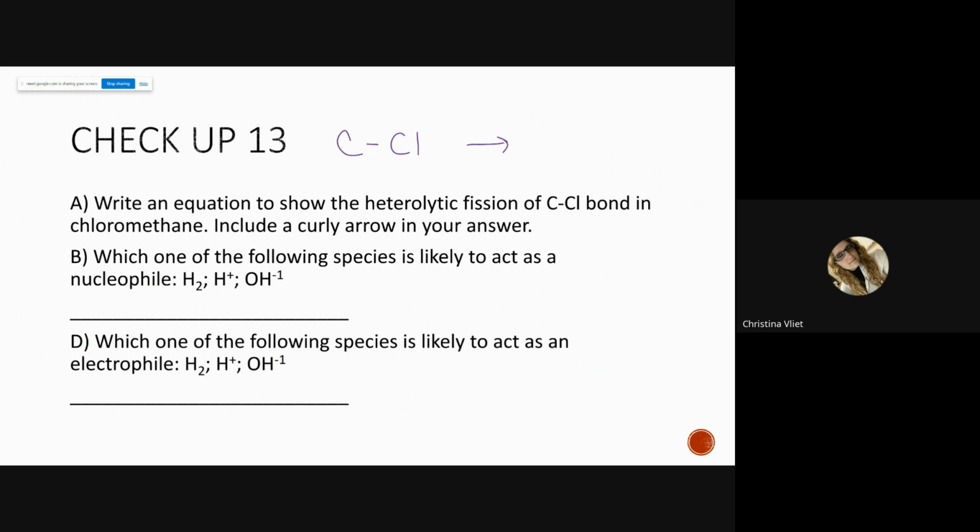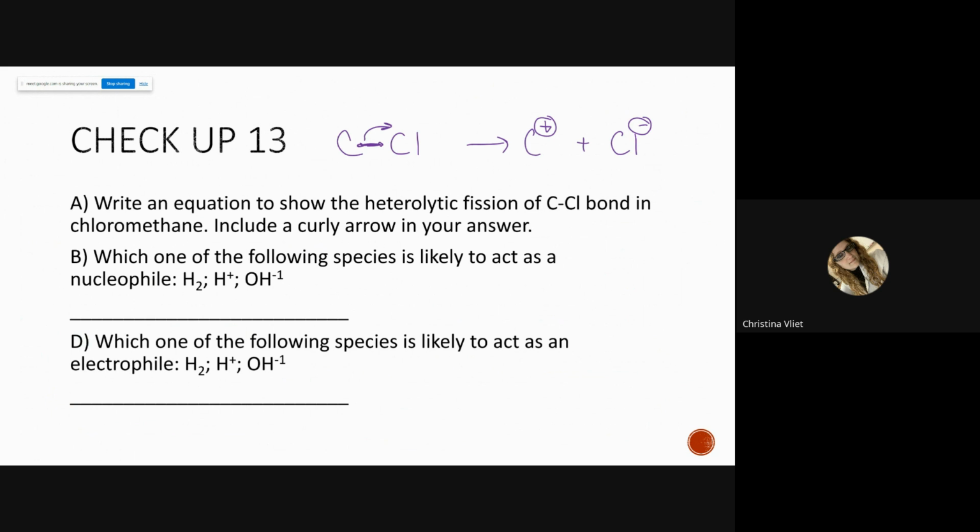Carbon. Carbon or, you know, chlorine? It's 50-50. Who's getting the electrons? It has to be chlorine, because it's closer to chlorine. Okay. So you would do carbon plus and Cl minus. That's how you would show that.